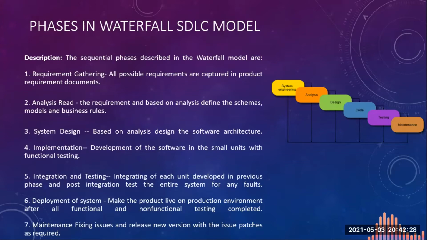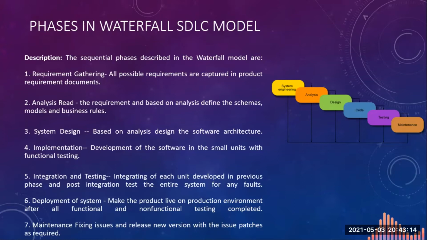So, the very first phase is requirement gathering. All possible requirements are captured in the product requirement documents like BRD or FRD. Analysis phase. Now, based on the requirements captured, the analysis is done and models and prototypes are created. Business rules are captured. Third is the system design. Based on the analysis, the architecture of the system is designed and documented. Fourth is the implementation phase. This is where the actual development or coding takes place.